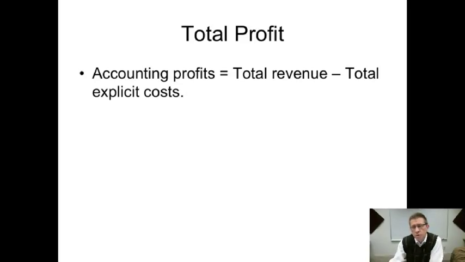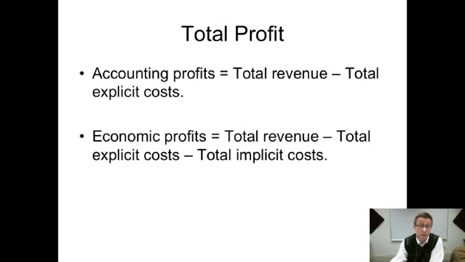In terms of whether or not it's smart to stay in business, accounting profits aren't the correct measure. You should be looking at the economic profits. That would take the total revenue minus the explicit costs. So it would take the accounting profits, but then you would also look at the total implicit costs to determine whether or not it's smart to stay in business.